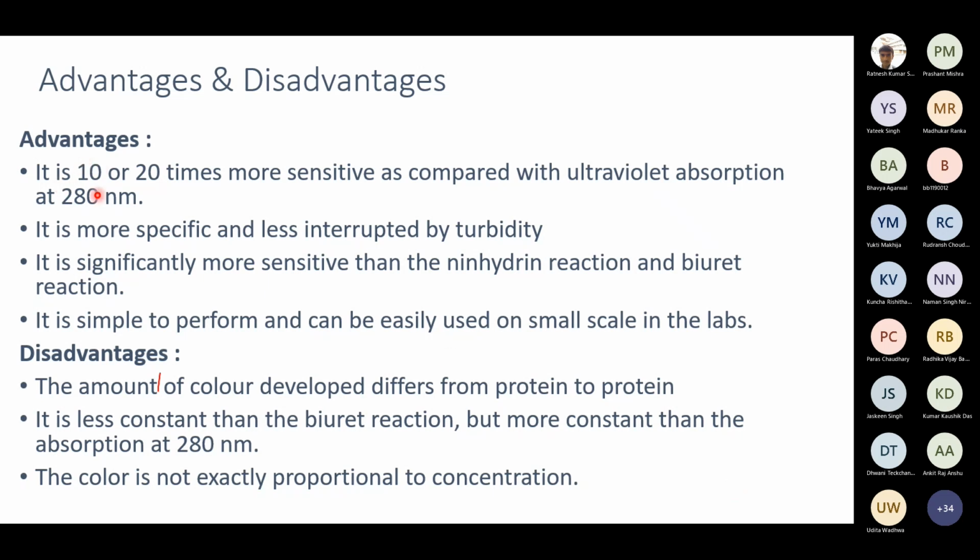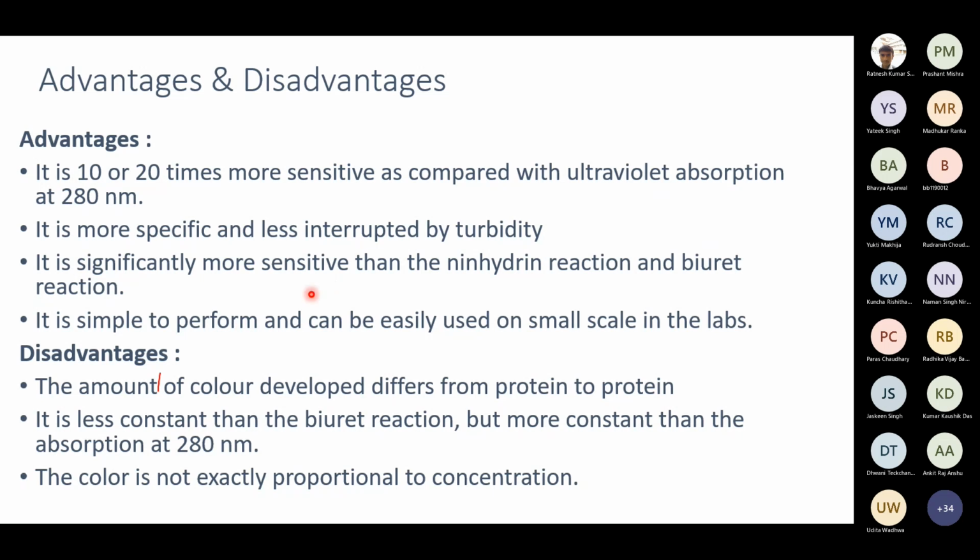So it is 10 to 20 times more sensitive as compared to UV absorption at 280 nanometer. As Shubham has told you before, you can estimate the protein quantity by directly measuring absorbance at 280 nanometer. But this technique, which involves the reagent, is 10 to 20 times more sensitive. This means that it can detect protein at much lower concentration as compared to directly taking absorbance at 280 nanometer. And also it is more specific and less interrupted by turbidity.